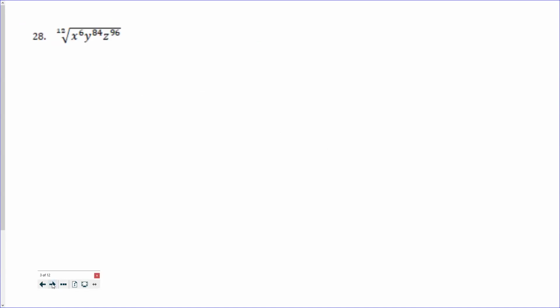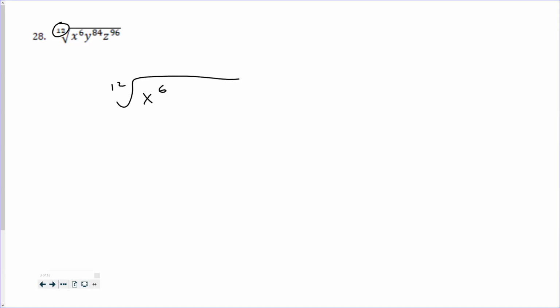Number 28, the 12th root of x to the 6, y to the 84, z to the 96. So the root is telling you how many groups of 12 can you make with what you have inside the root. Or in other words, you can just divide the exponent by the root. So for the x, I can't take anything out, so it stays the same: 12th root of x to the 6.